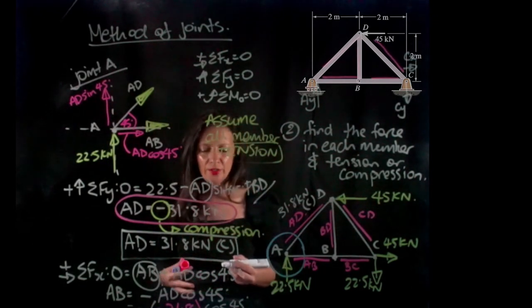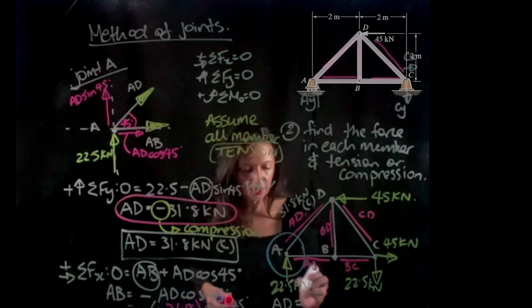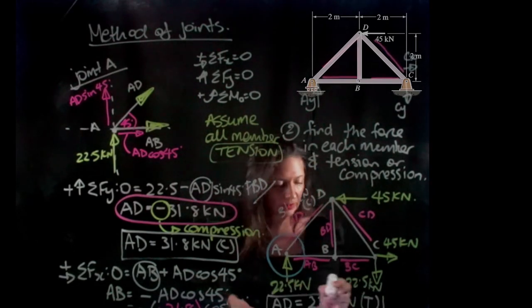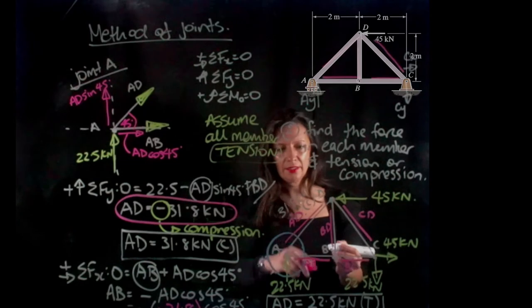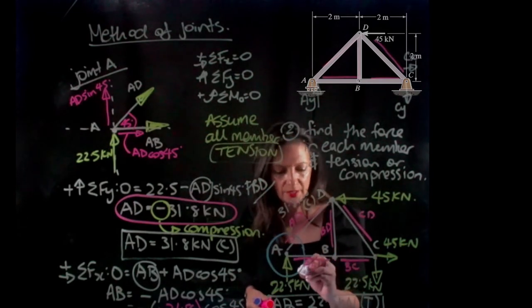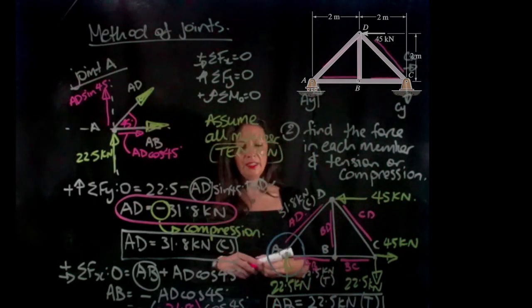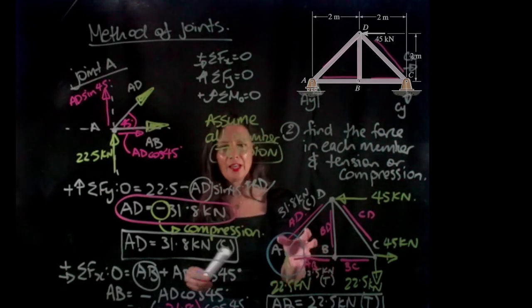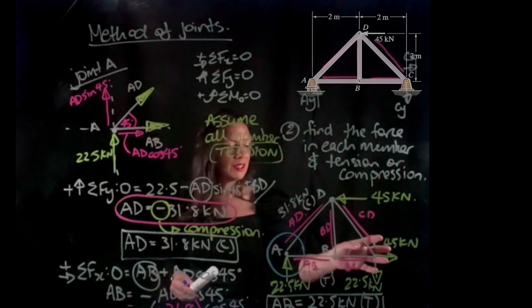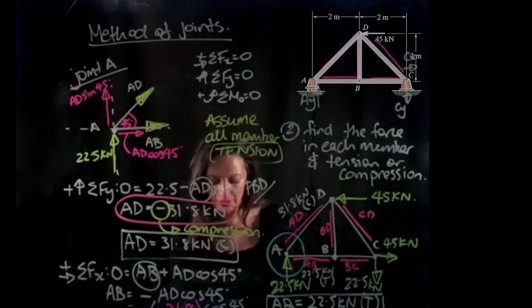Okay, so AB is going to equal 22.5 kilonewtons, and that's going to be in tension. So we can write AB here is going to be 22.5 kilonewtons in tension. Okay, so now we found out what the force in the member was, and we identified whether it was in tension or compression, for AB and AD. Now to find the other members, we need to take a look at the joint at C. So let's take a look at joint C.